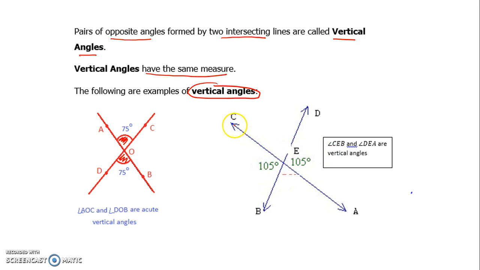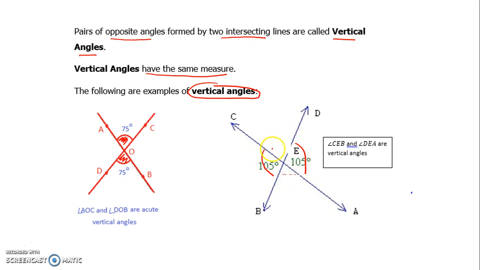Here in this example, CEB and DEA are vertical angles. They're opposite angles when two lines intersect. CA intersects BD and it forms vertical angles. So CEB and DEA are vertical angles, opposite one another. When two lines intersect, they will have the same measure.